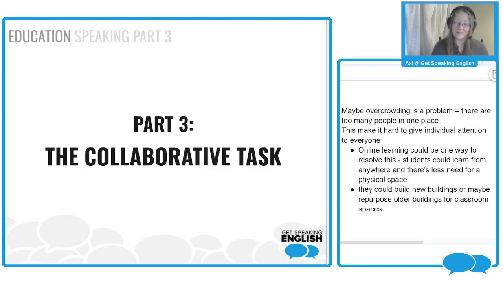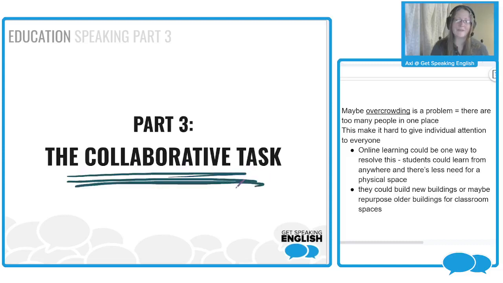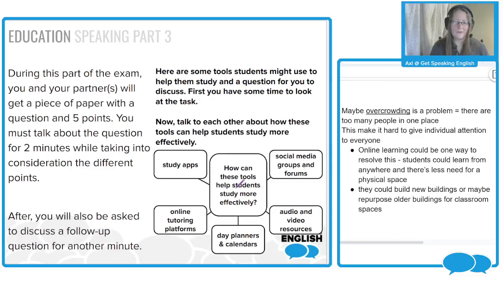And at this part of the speaking paper, it's actually a collaborative task. So you and your partner have to work together on this task, all right? What happens during this part of the exam is that you're going to get a piece of paper with a question in the middle, and then about five points around it. All these points have different ideas on them.